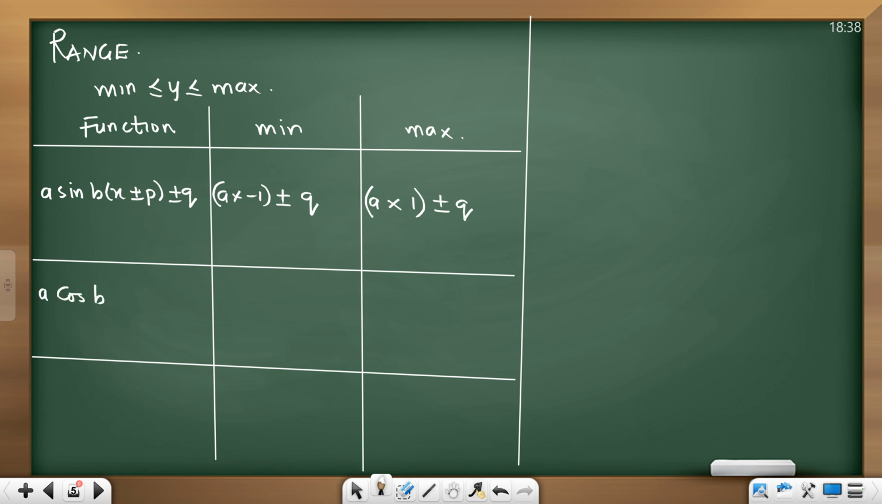A cos B. Do you notice in the minimum or the maximum, it's only two things that affect it. It is A and Q. B and P don't affect that, right? So what do we have? A again. It's the same story. The same thing. Maximum.